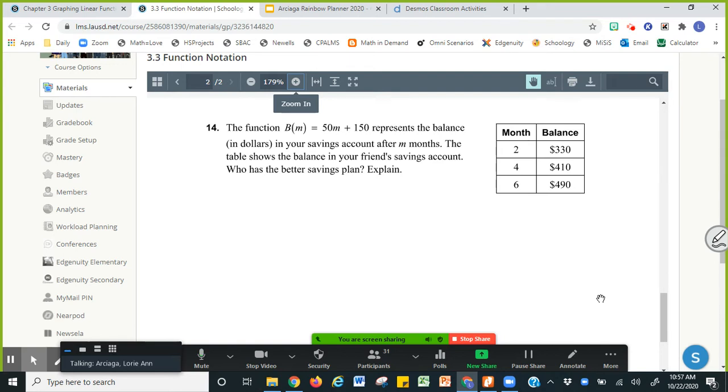So there's two savings accounts. Okay, let me write it down. So this is yours. It's B of M is equal to 50M plus 150. Now, I need to test you first whether you understand that function or not. Can you tell me how much money you had to begin with just by looking at what I wrote down? How much money did you have before you started saving monthly?